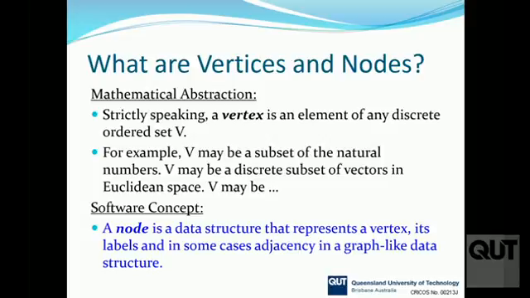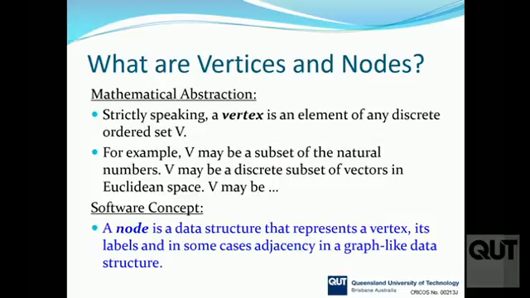All right, so what are vertices and nodes? Just for those of you who are not familiar with some of this mathematical speak, notation or terminology, strictly speaking, a vertex is an element of any discrete ordered set V. So what we're really talking about here is a set of integers. An integer set would be a discrete ordered set.